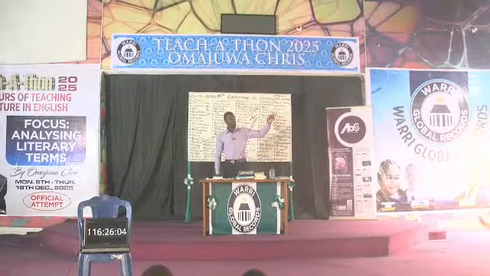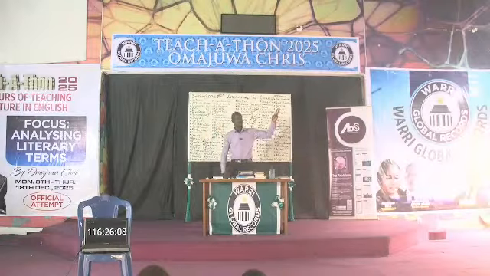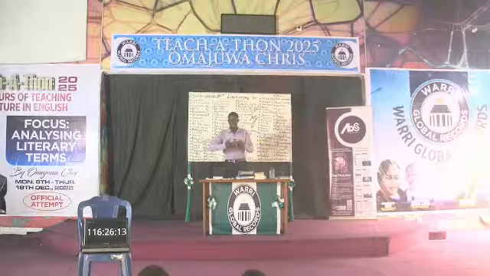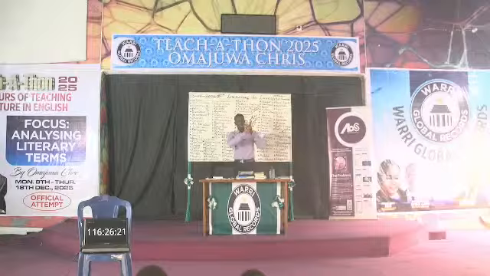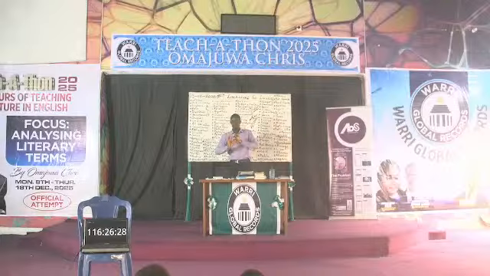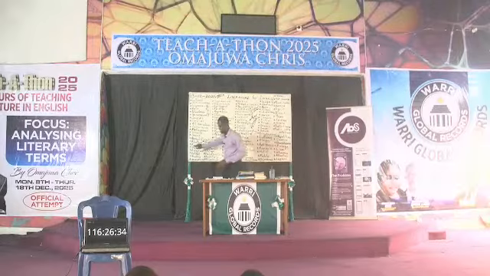"Shall I compare thee to a summer's day?" We have 10 syllables here. "Thou art more lovely and more temperate." We have another 10 syllables. So they are equal. Now if you check these lines, we have 5 iambic feet in one line. How? "Shall I", that's 1. "Compare", that's 2. "Thee to a summer's day." We have 5 iambic feet. Now, the number of feet makes up the meter in poetry.